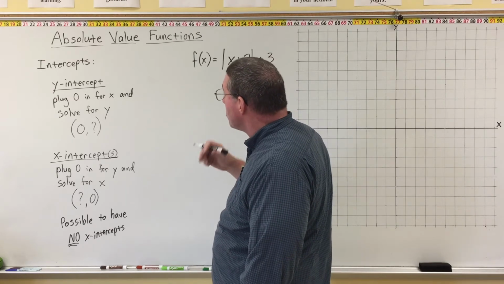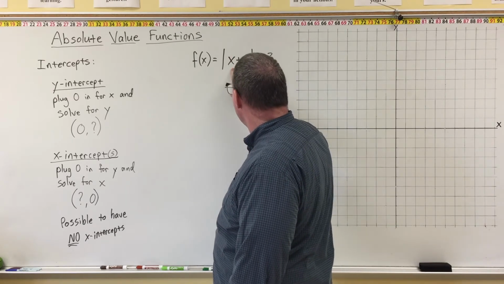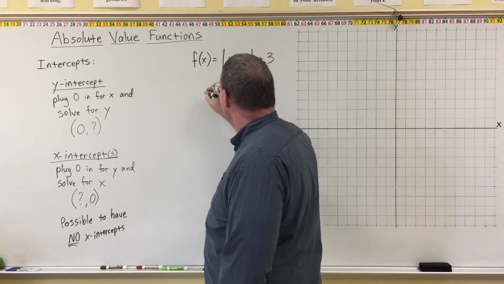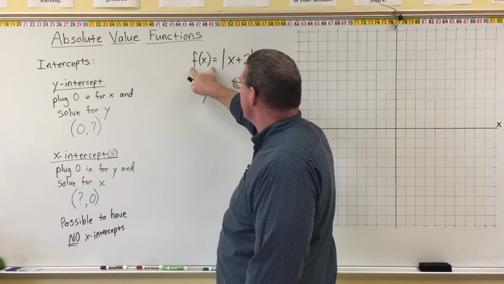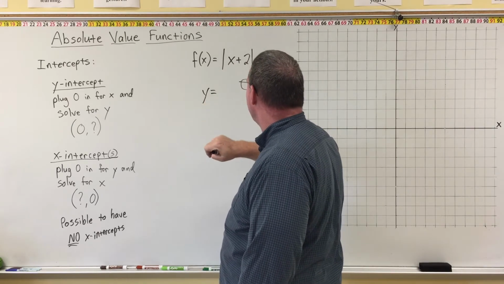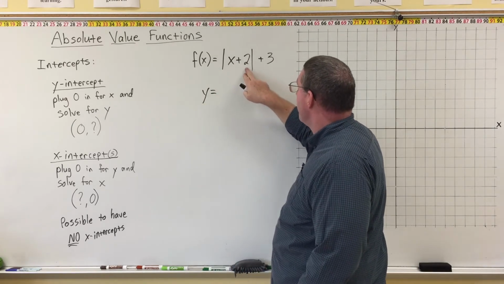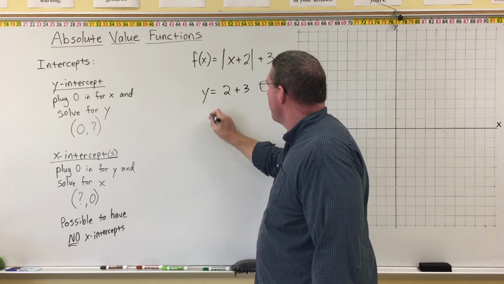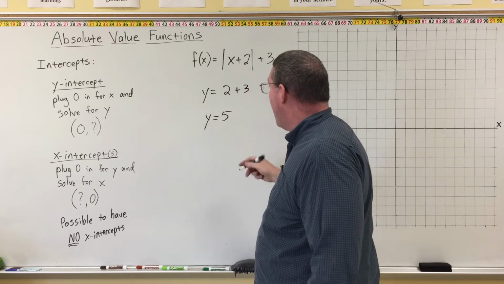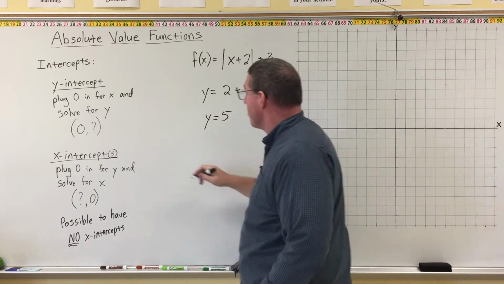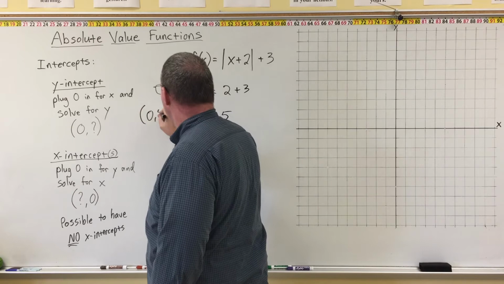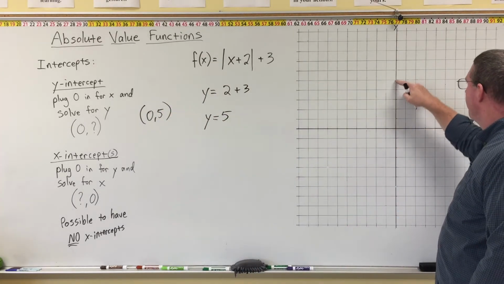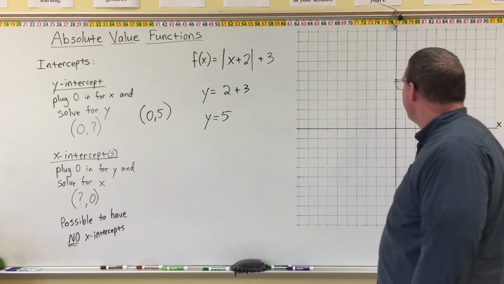So for the y-intercept, we're just going to put a 0 in for x. So we're going to put a 0 here, and 0 plus 2 is 2, right? So we're going to say y is equal to, we can just switch the f of x, turn it into a y, okay? So 0 plus 2 is 2. The absolute value of 2 is 2. So it's 2 plus 3. So that makes the y equal to 5. That's the y-intercept. So the y-intercept is 0, 5. So the y-intercept of this function is at 0, 1, 2, 3, 4, 5. We'll put a dot right there, okay?